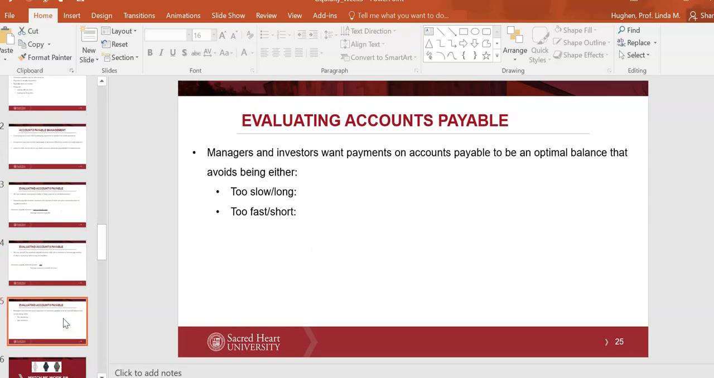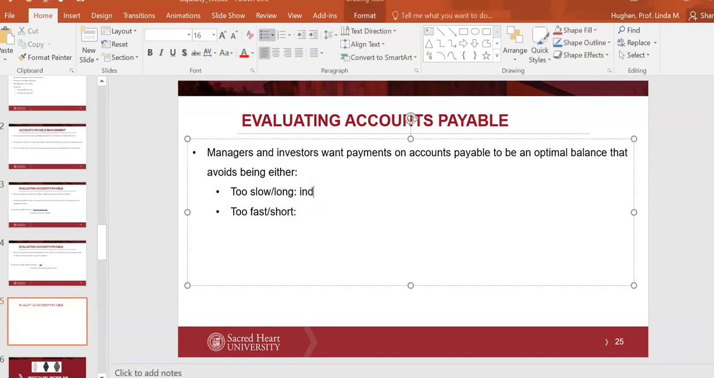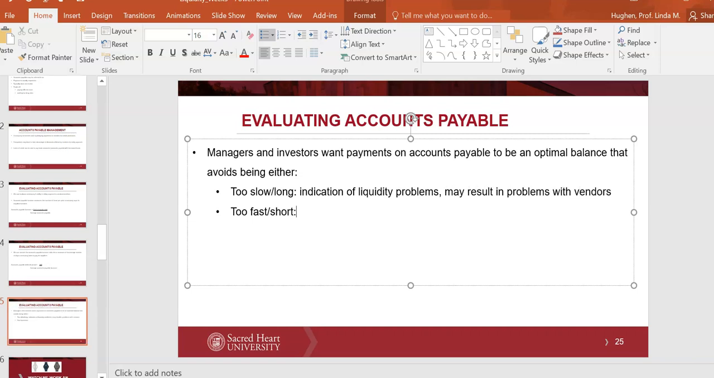Managers and investors want payments on accounts payable to be an optimal balance that avoids being either too slow or too long, because that could be an indication of liquidity issues and could result in problems with the vendors not wanting to sell to us anymore because we're not paying them back. But we don't want to be paying them too quickly, because then we're not taking advantage of the free financing.